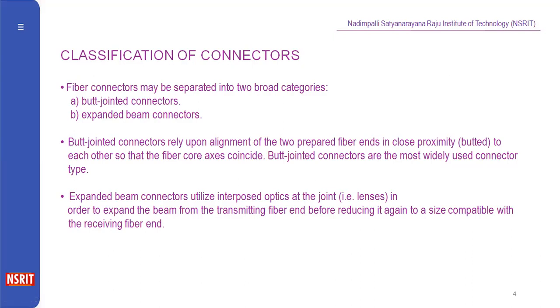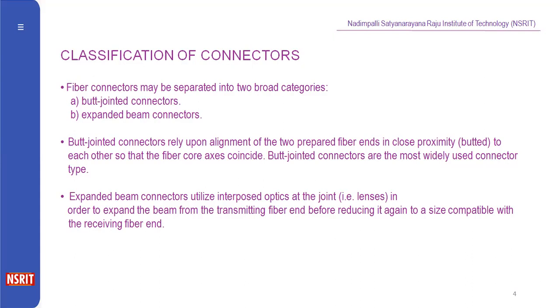And why are we using these? Butt jointed connectors rely upon the alignment of the two prepared fiber ends. After preparing the two fiber ends, we are going to align them. We are going to make them in a single line. In these butt jointed connectors, transmission capability depends upon the line in which we are placing them, so that the fiber core axis coincides. Out of the two connector types, the expanded beam connector type and the butt jointed connector type, the butt jointed connector type is the most widely used.